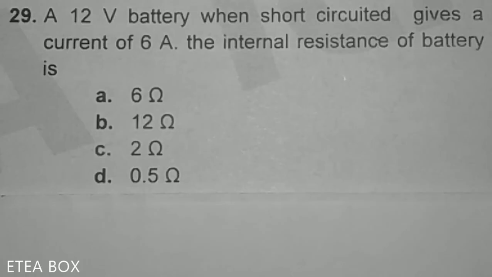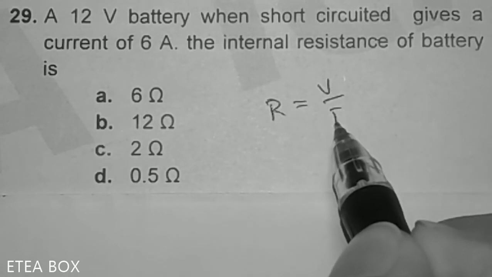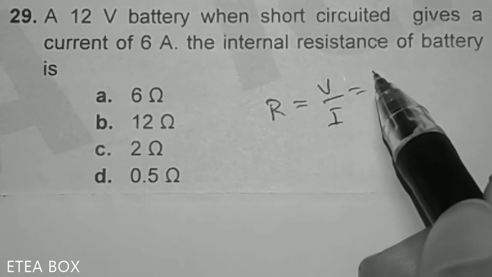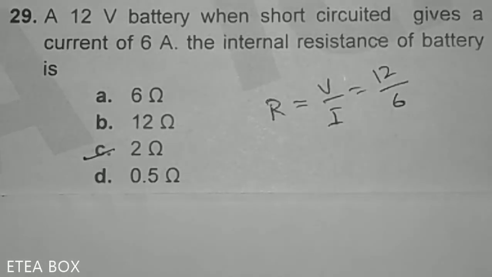A 12-volt battery when short circuited gives a current of 6 ampere. The internal resistance of the battery is, now we know that the formula of resistance is V divided by I. It's 12 divided by 6, so it will give 2 ohm internal resistance.